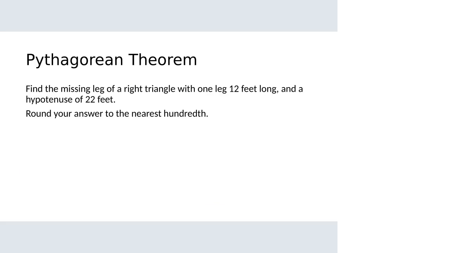Now we get to some geometry. Pythagorean theorem question. Find the missing leg of a right triangle with one leg 12 feet long and a hypotenuse of 22 feet. You don't have to draw a picture, but I always like to, if possible. One leg is 12. The hypotenuse is 22. Find the other leg.